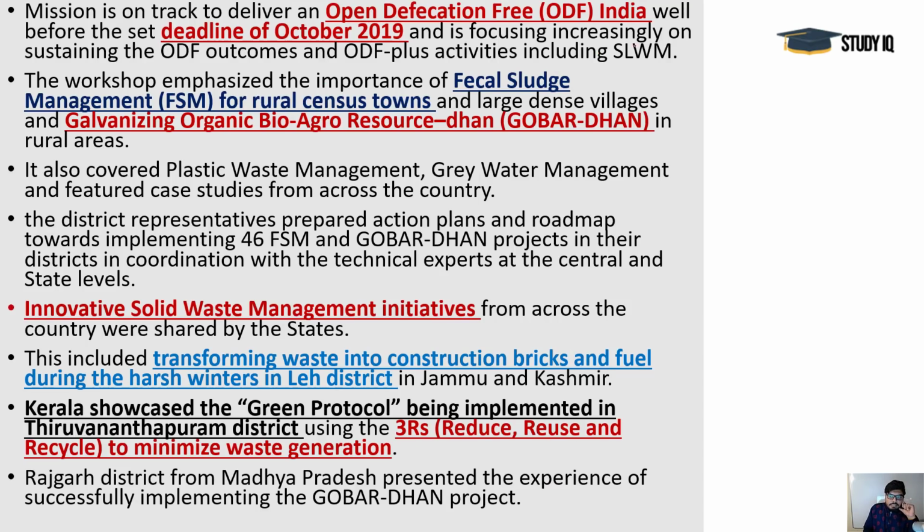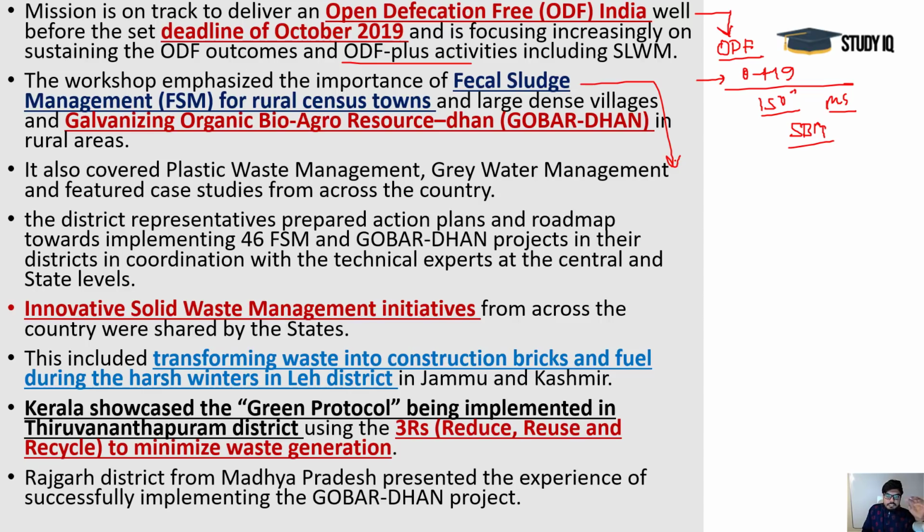Now you see, some targets are already there, that India would be open defecation free by October 19. That's a deadline. And open defecation free plus activities are also going on. And you see, the minister is saying that we are going to achieve this target of October 19, and this is the 150th Jayanti of Mahatma Gandhi this year in 19. So India would be open defecation free. So it is a component under the Swachh Bharat Mission, and mainly the rural component, because open defecation is mainly in rural areas. Next issue is FSM, fecal sludge management.